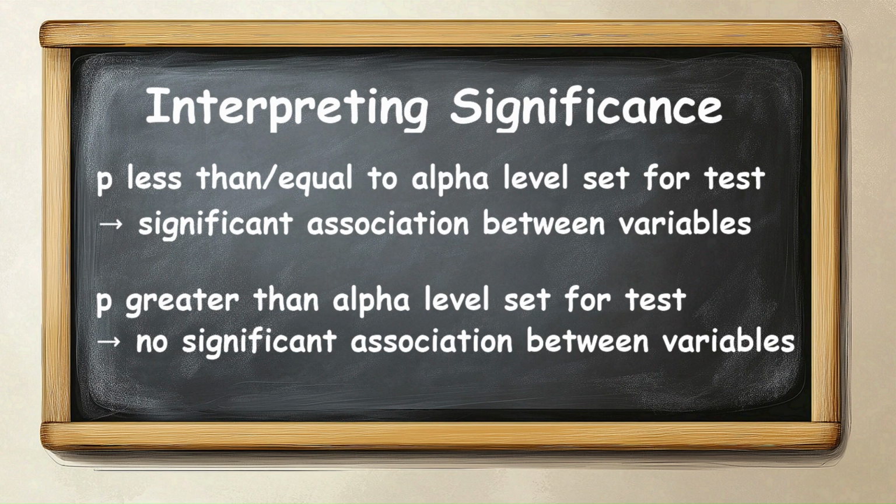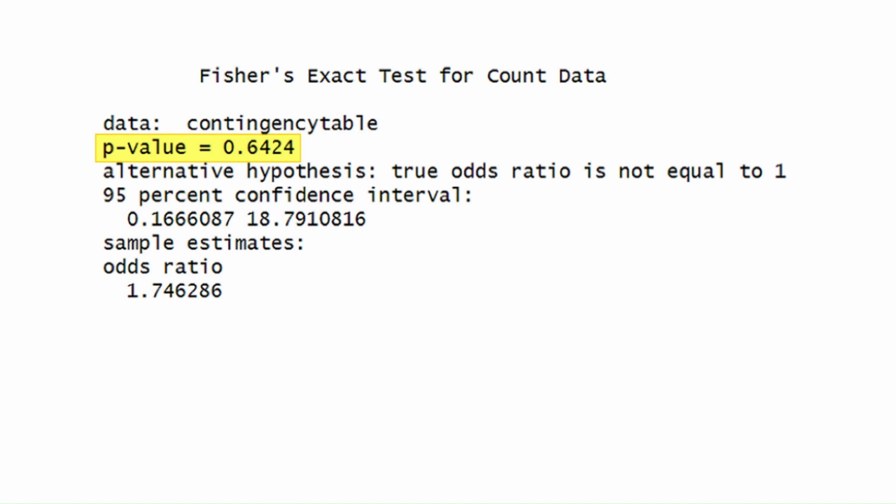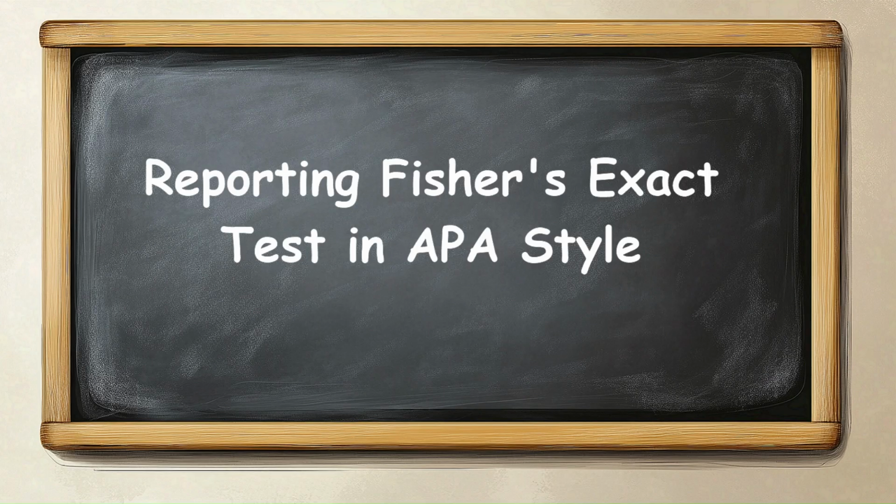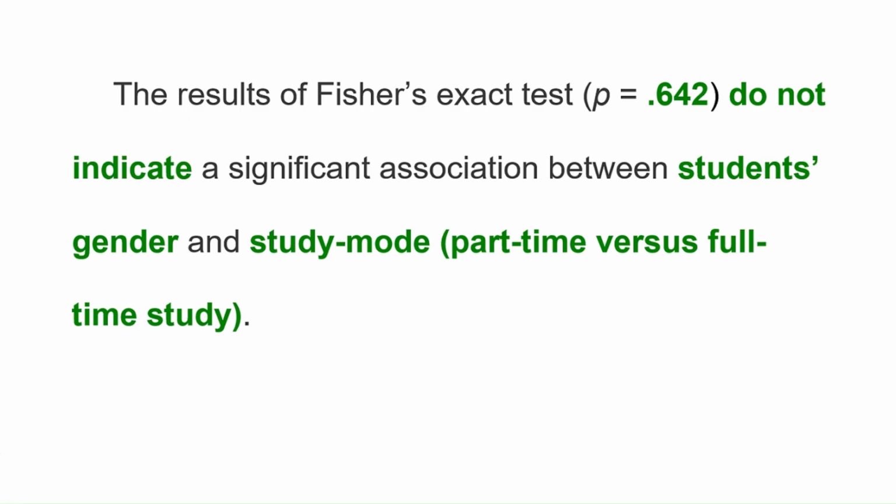It is common to select a significance level of 0.05. A p-value that is greater than the alpha level we have selected indicates that there is not a significant relationship between our variables. Since our p-value of 0.642 is greater than 0.05, we conclude that there's no significant relationship between gender and study mode. The results of our Fisher's exact test can be reported in APA style as you see on screen. We have a dedicated video on writing up the results of Fisher's exact test in APA style. I'll add a link below and in the cards.